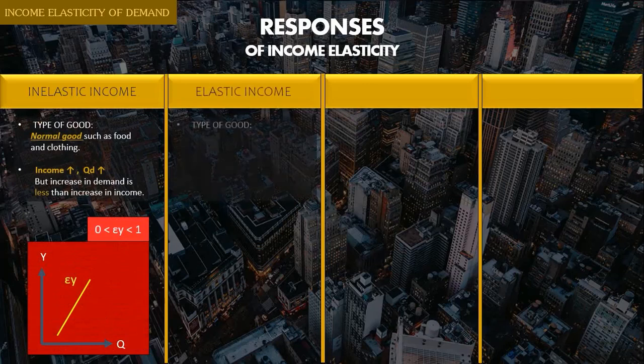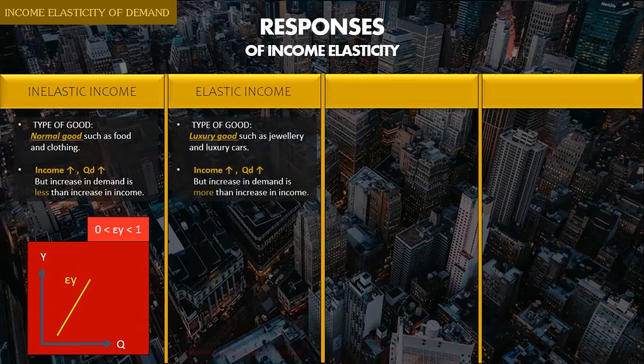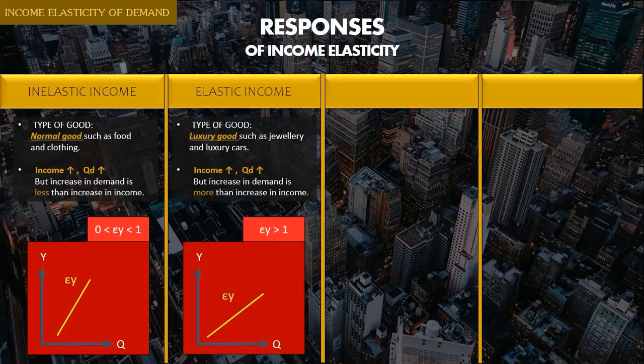Second, elastic income. The type of good is luxurious good. Like inelastic income, an increase in income leads to an increase in the quantity demanded. But for elastic income, the increase in demand is more than the increase in income. The value of elasticity of demand is greater than 1.